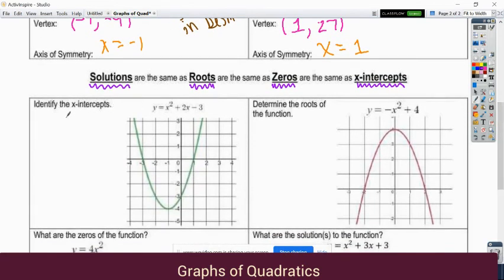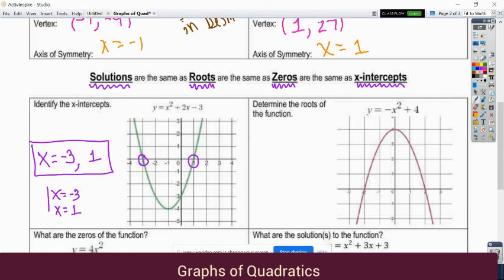So this first picture asks us to identify the x-intercepts. So I look at my graph and I figure out where it is that we cross that x-axis. So I would say that this x value is happening at -3, and that x value also happens at 1. Sometimes you'll see them listed side by side like this. Sometimes you will see them listed in a stack or more of a list. Either method's okay.